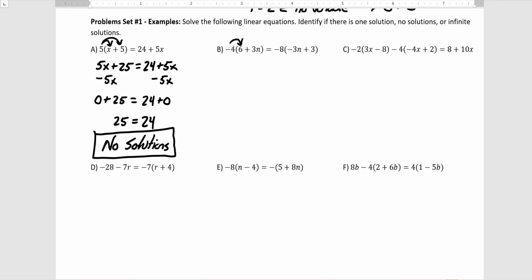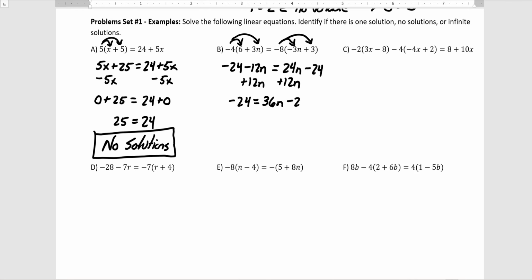Let's start by distributing everything in here. So I'm going to have -4 times 6 is -24. -4 times 3n is -12n. And that equals -8 times -3n, that's 24n. And -8 times 3, let's see, that'd be -24, right? So let's add 12n to both sides here. Let's get these n's all on the same side. So I'd have -24 equals 24n plus 12n would be 36n minus 24 here.